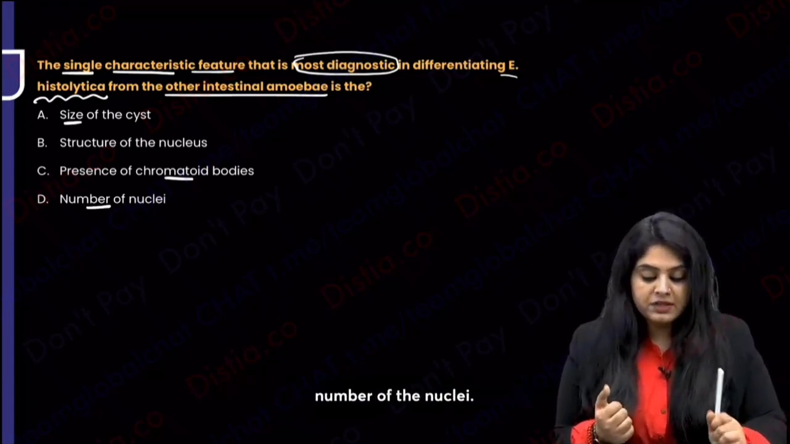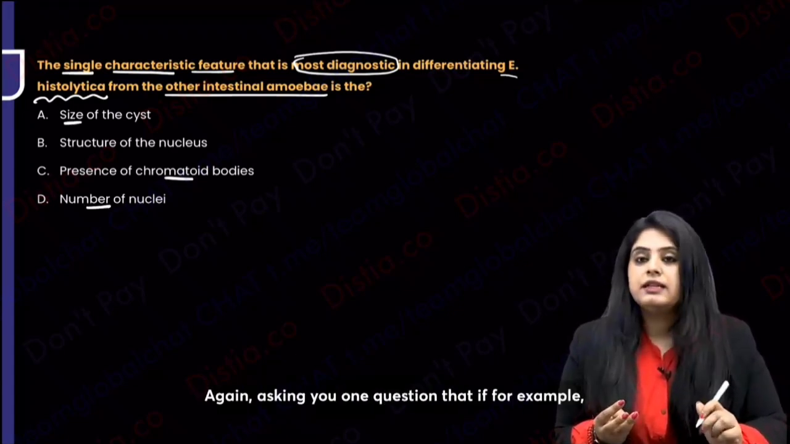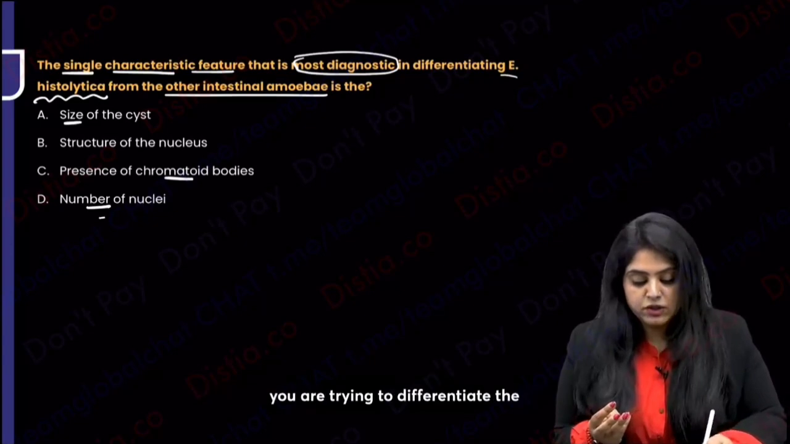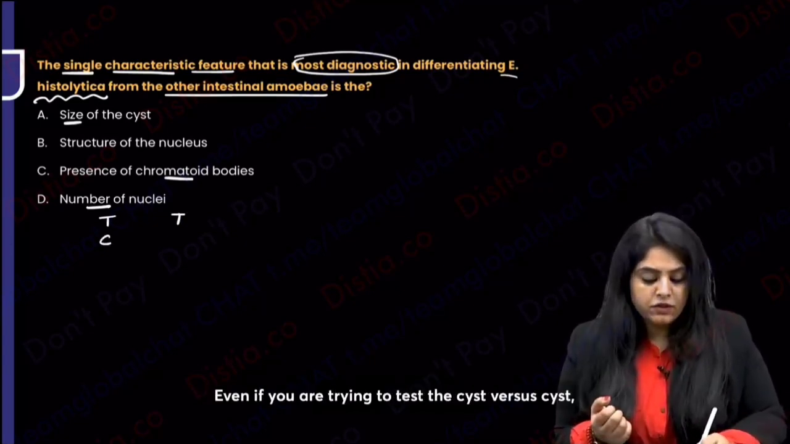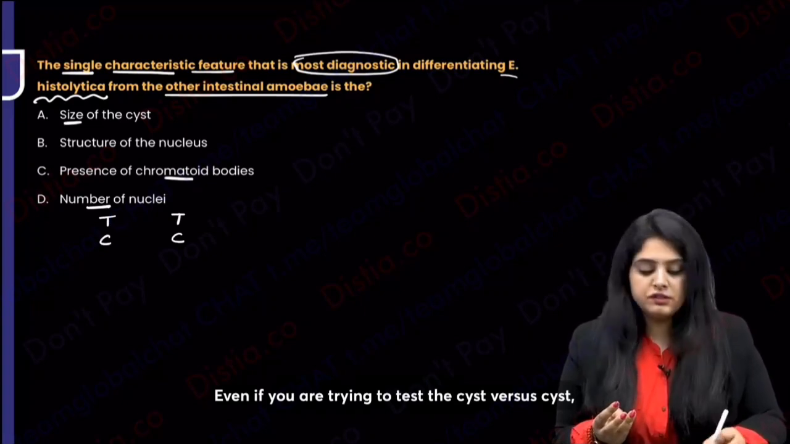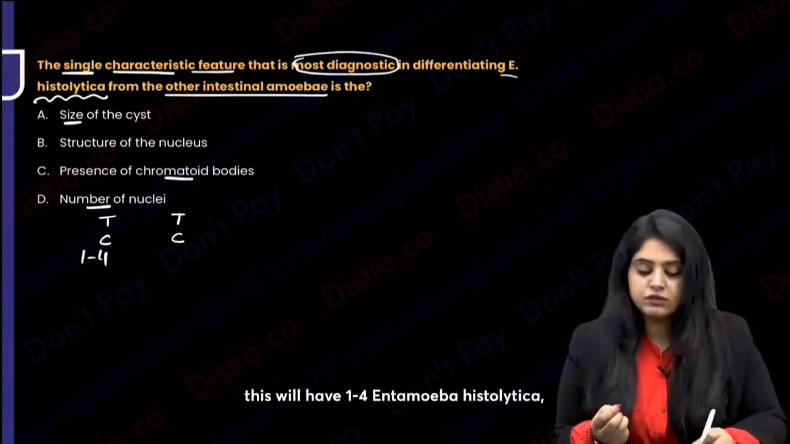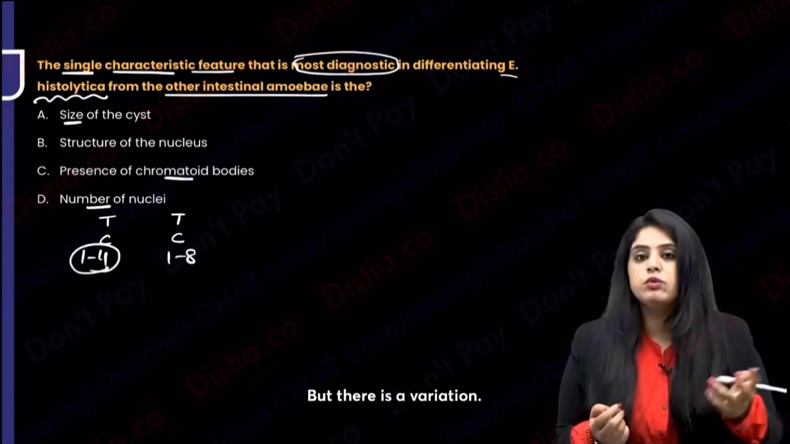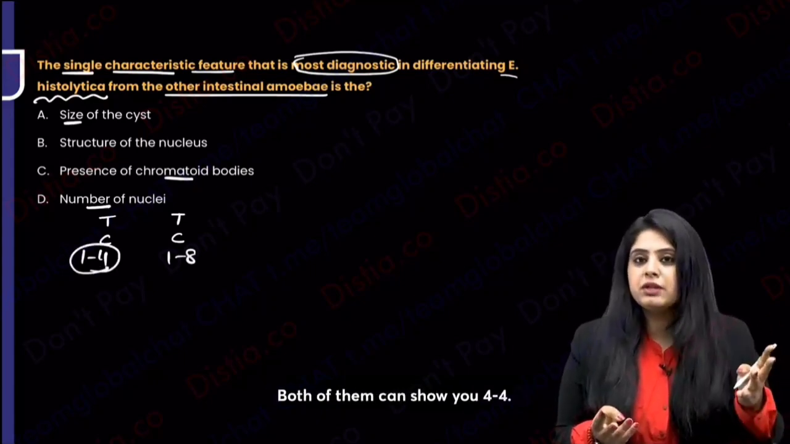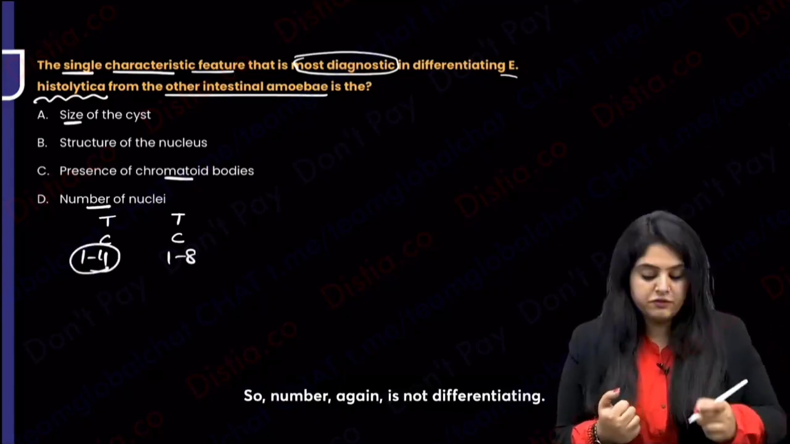Number of the nuclei. Again, asking you one question that if, for example, you are trying to differentiate the trophozoite versus trophozoite, both of them have 1 nucleus. Even if you're trying to test the cyst versus cyst, this will have 1 to 4, Entamoeba histolytica, this will have 1 to 8, that is Entamoeba coli. But there's a variation. Both of them can show you 2, both of them can show you 4. So number again is not differentiating.